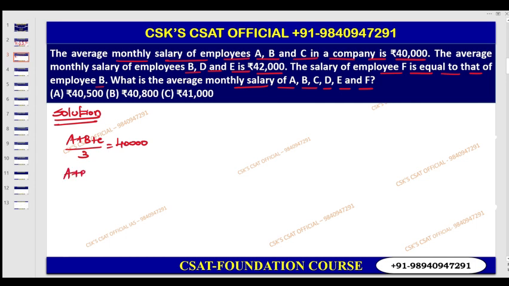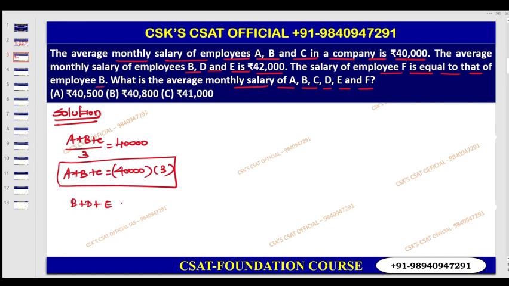So then A plus B plus C, I'm just keeping here. If you want to multiply, you can multiply, but I'm not multiplying here. Let me tell you why, later. So I'm keeping it here itself. Next, B plus D plus E is equal to 42k. Now, please understand. Here it is given that B is equal to F. Here itself we can replace it with F plus D plus E, right?